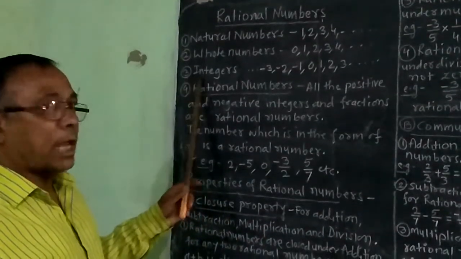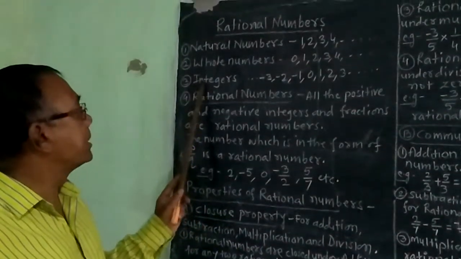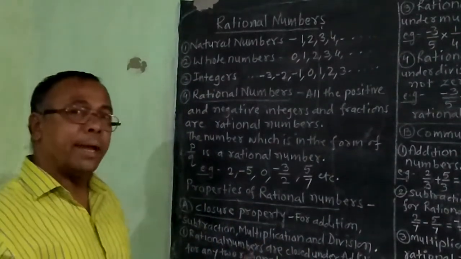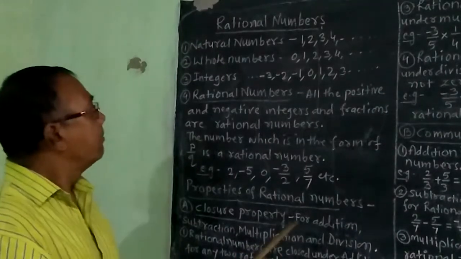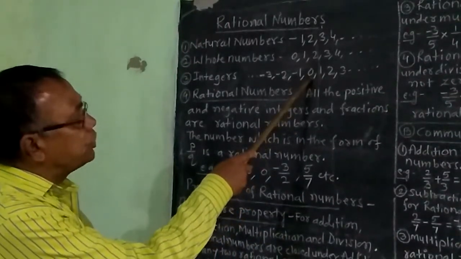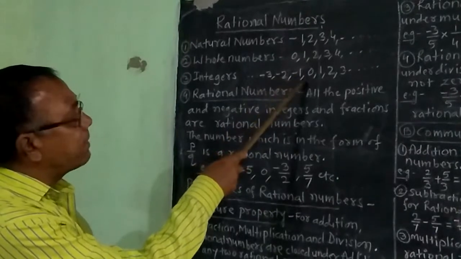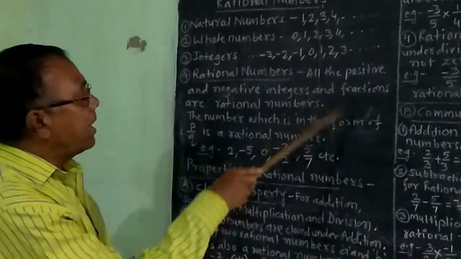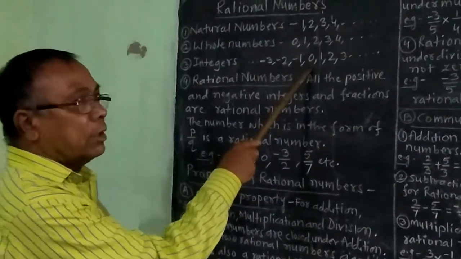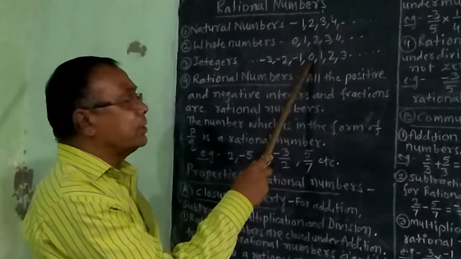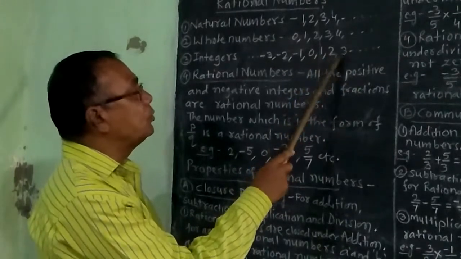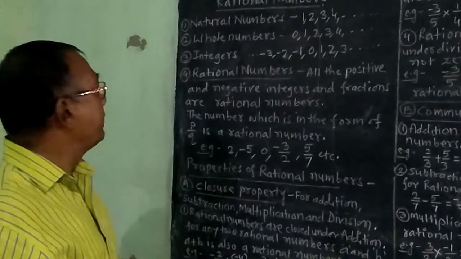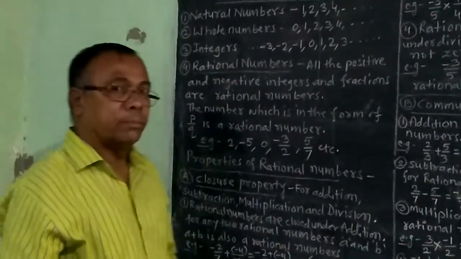There is one more type of numbers, that is integers, and integers are positive and negative whole numbers. Means to the left of the 0 there are negative whole numbers, that is -1, -2, -3, -4, -5, etc. And at the right side of the 0 there are positive whole numbers, that is 1, 2, 3, 4, 5, etc. And now we will see the rational numbers.